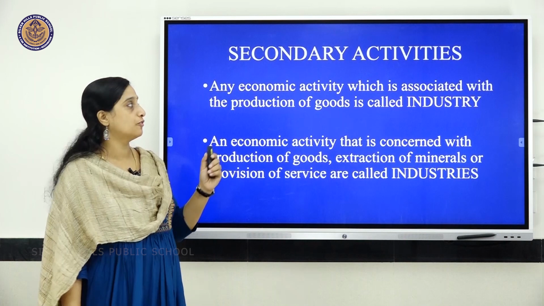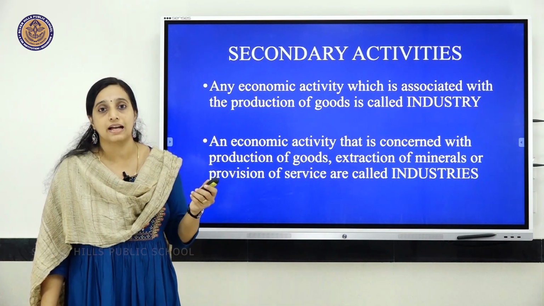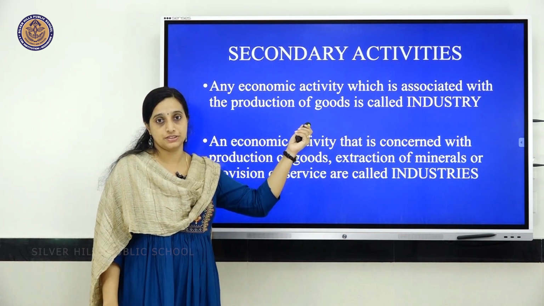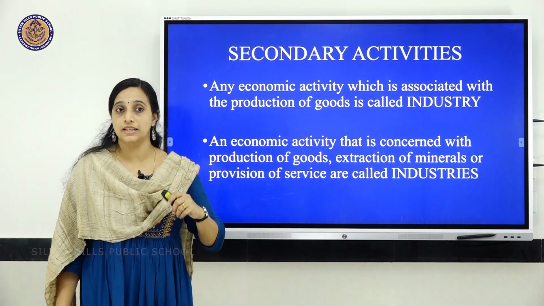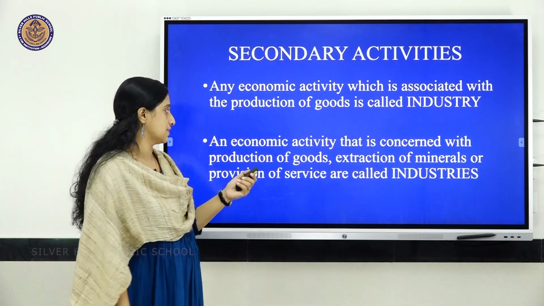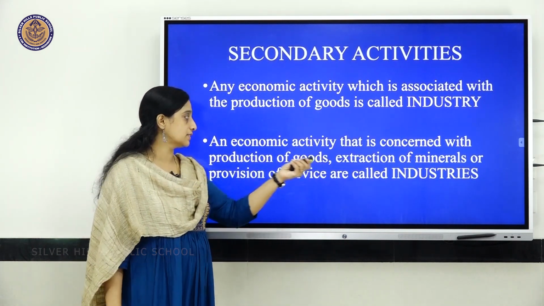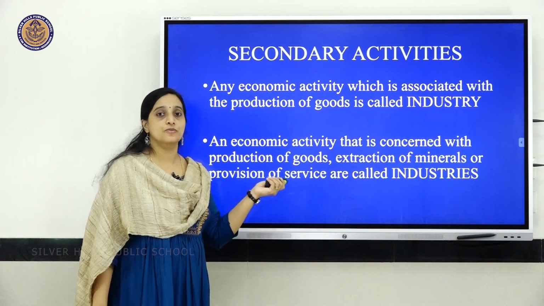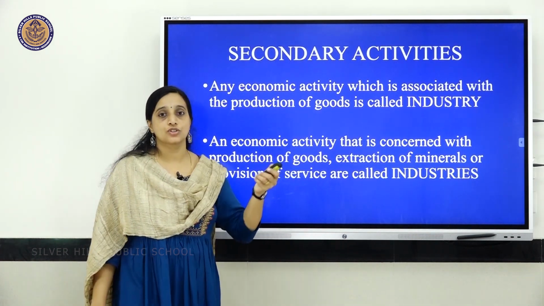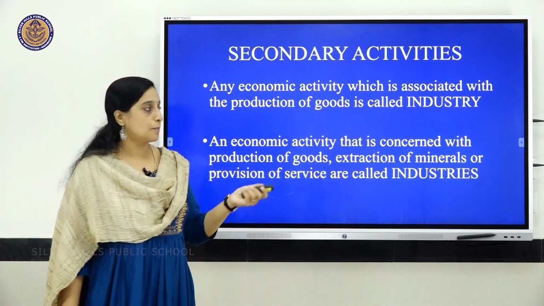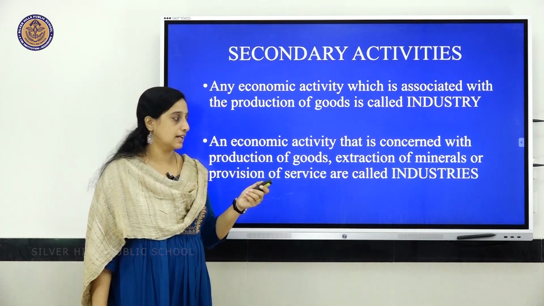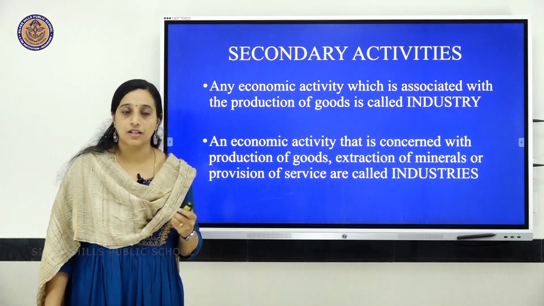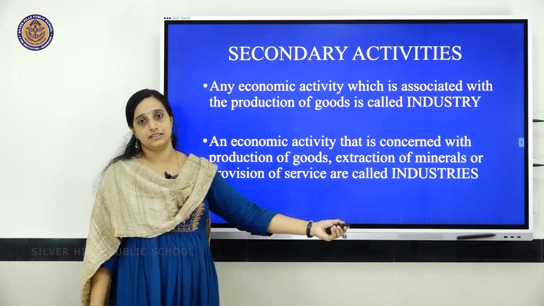Industry can also be defined as any economic activity which is associated with the production of goods. It can otherwise include many other activities such as extraction of minerals, production of goods and provision of services. Extraction of minerals such as mining, production of goods such as textiles, and provision of services such as tourism, all of these we call industries.